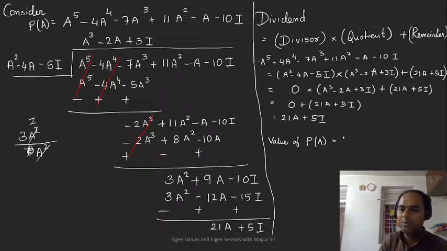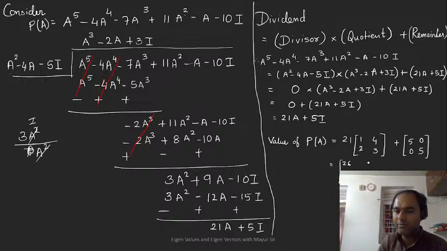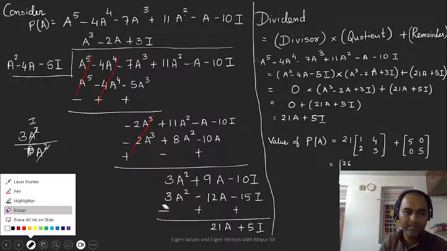equal to, what will be the value? 21 into the matrix 1 2 4 3 plus 5i. So 5i is 5 0 0 5. You have this, right? So you do this addition. 21 plus 5 is 26. 21 into 4 is, sorry, 84. Here it is 84.